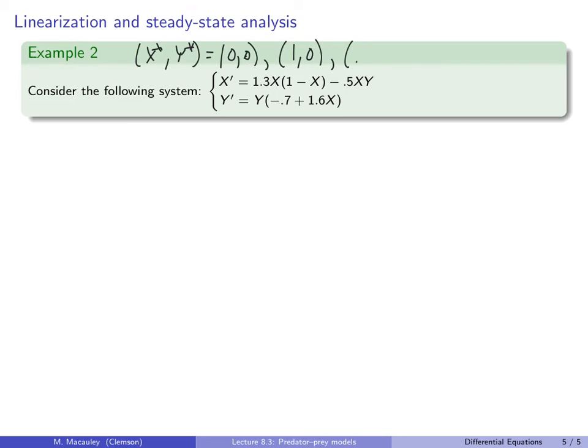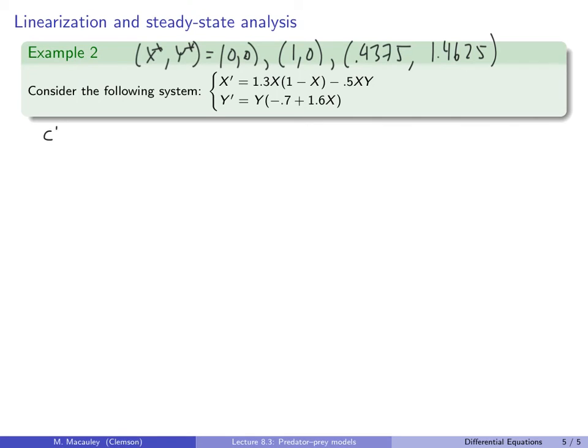And then you actually get 0.4375 and 1.4625. So those are the three steady states. And let's linearize at this third steady state.